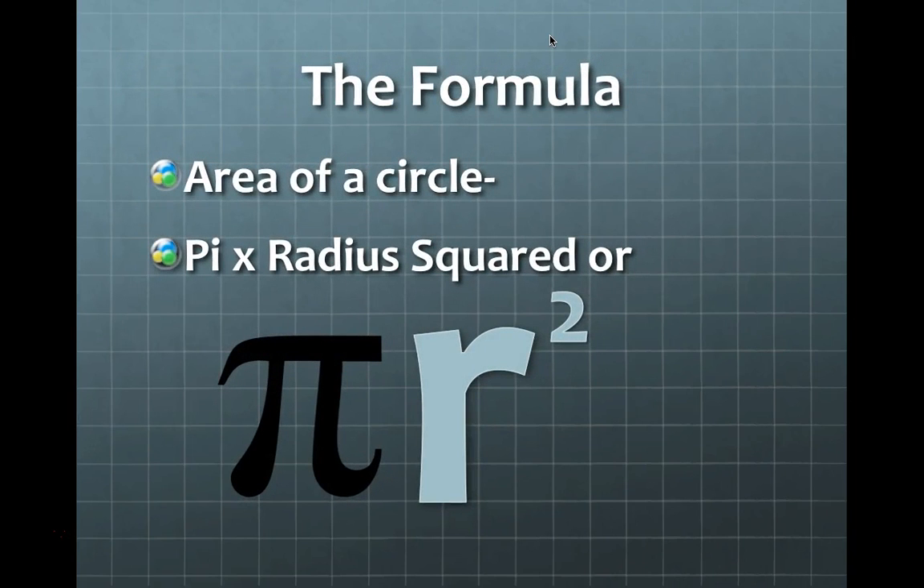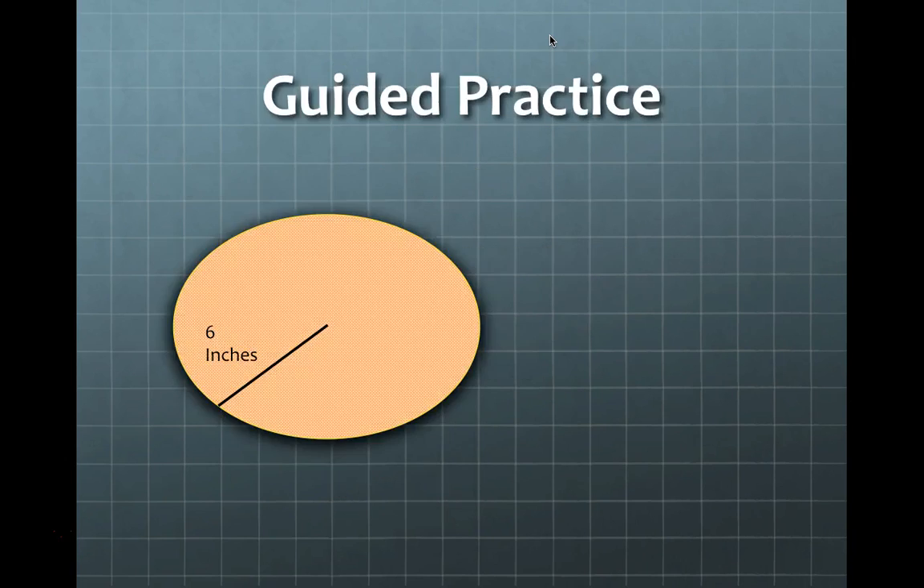The formula to find the area of a circle is pi times radius squared. So you multiply the radius by itself, and then you multiply by 3.14. As we all know, 3.14 is pi. Okay, so here is a guided practice problem.